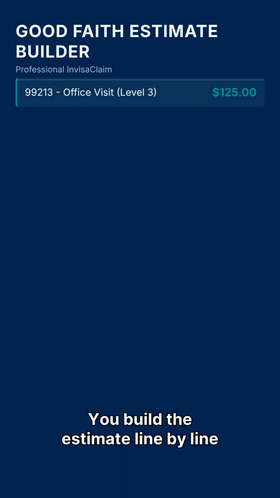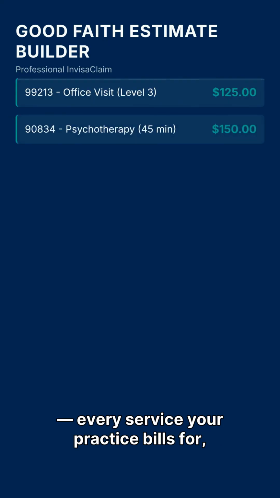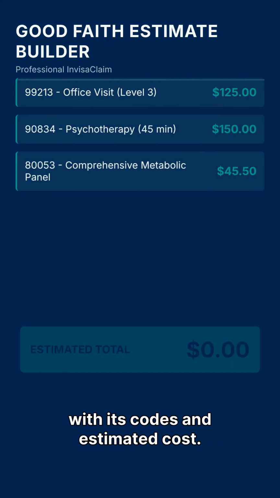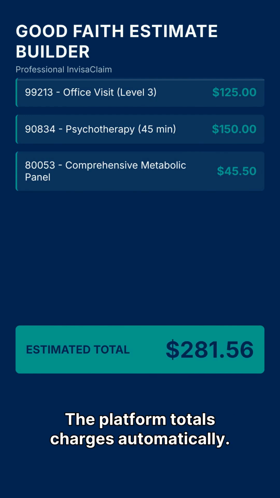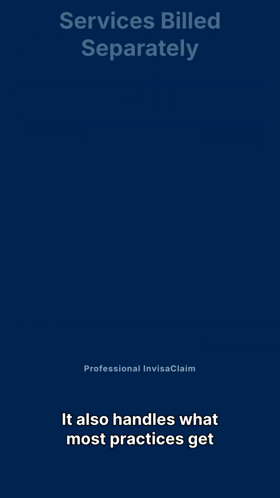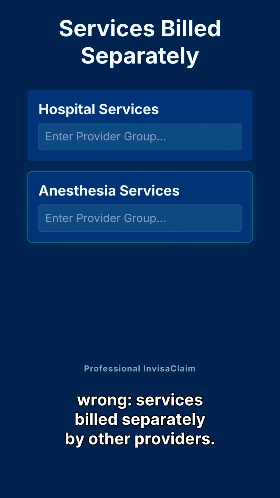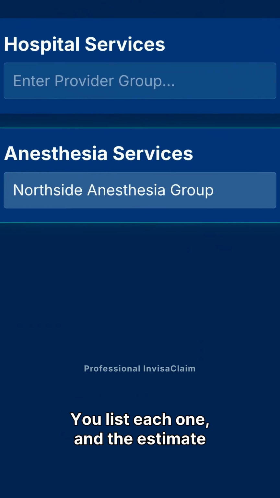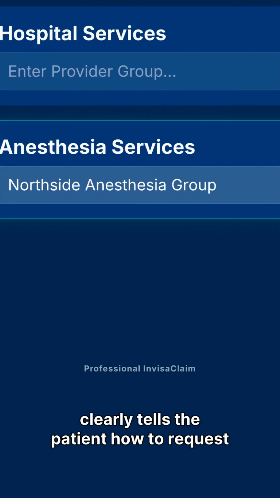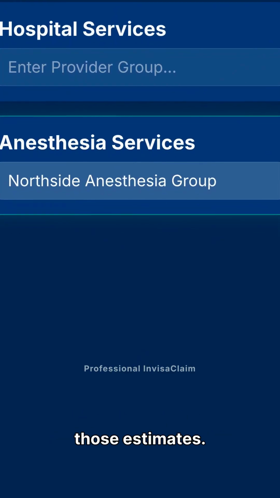You build the estimate line by line. Every service your practice bills for with its codes and estimated cost. The platform totals charges automatically. It also handles what most practices get wrong. Services billed separately by other providers. You list each one and the estimate clearly tells the patient how to request those estimates.